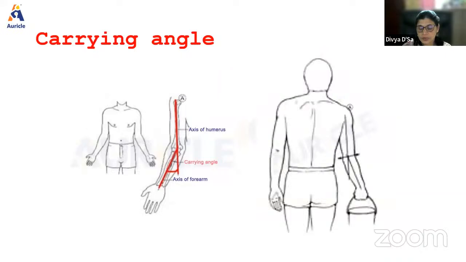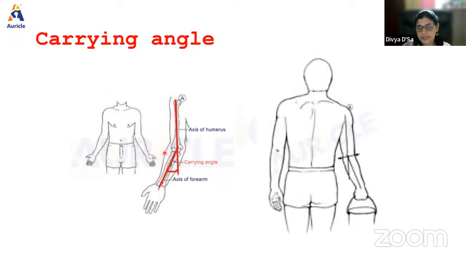Now the elbow joint forms what we call the carrying angle. What is the carrying angle? It is the angle formed between the long axis of the humerus and the axis of the forearm.